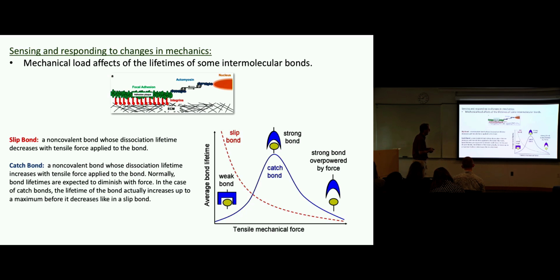So that's a slip bond. Now there's another type of bond that's very important that I'll show you a couple examples of, and that's called a catch bond. So again, here's the catch bond, and if we look at the average bond lifetime, so how long these two things stay attached, as a function of mechanical load, under a certain regime, this bond lifetime will increase. So mechanical load will actually increase how long that bond interacts.